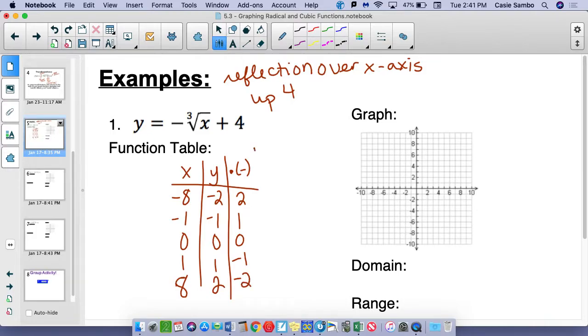And then we're going up 4, again on the outside. So on the y column, I'm going to add 4, which gives me 6, 5, 4, 3, 2. I graph them.